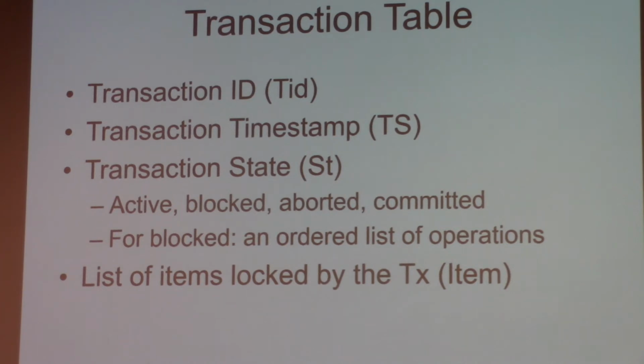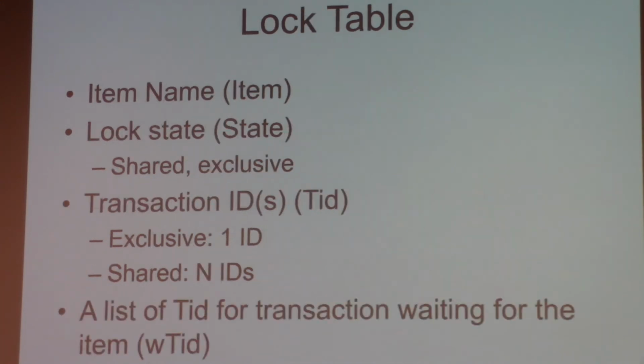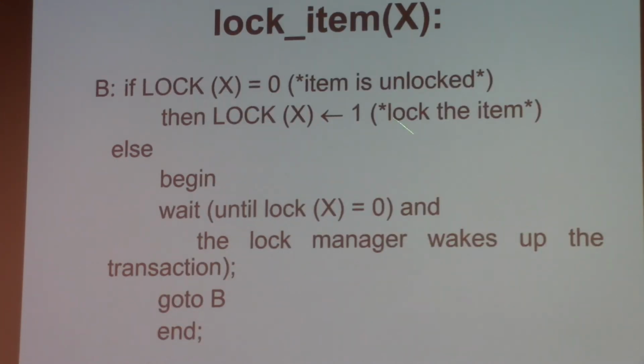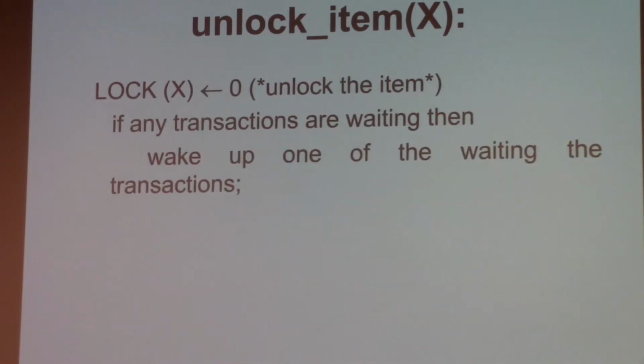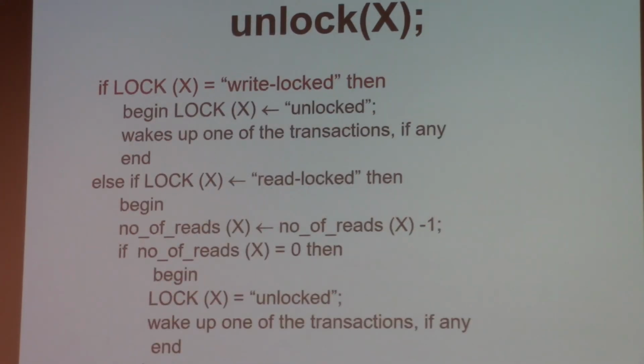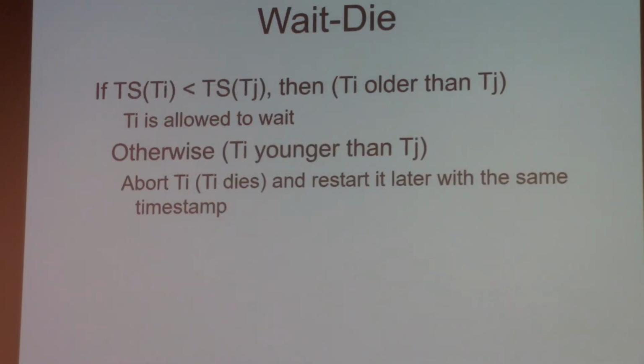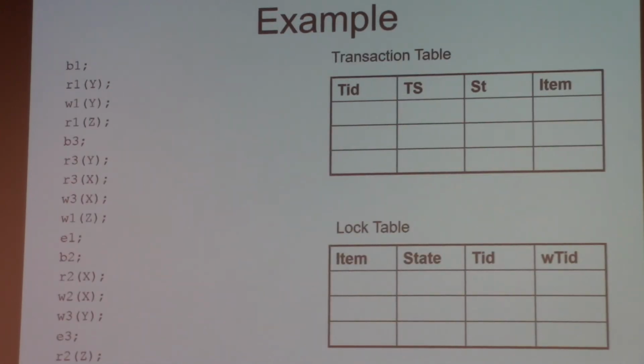Timestamp doesn't have to be the real time. Instead, it can be just the sequence number. Okay? And the transaction state. As we discussed before, a transaction can be active, blocked, aborted, committed, and so on. And the list of items locked by this transaction, for example, write lock, read lock on X and Y. Using this, we already saw the algorithm of lock, unlock, read lock, write lock, lock conversion, and wait. So this is an example of the real database state.